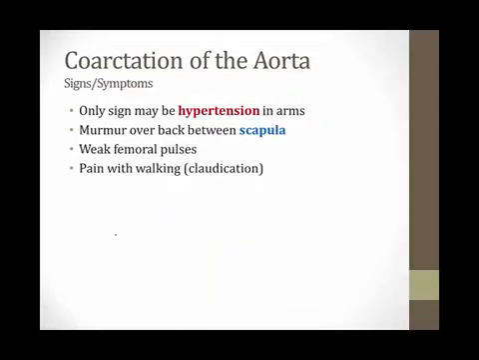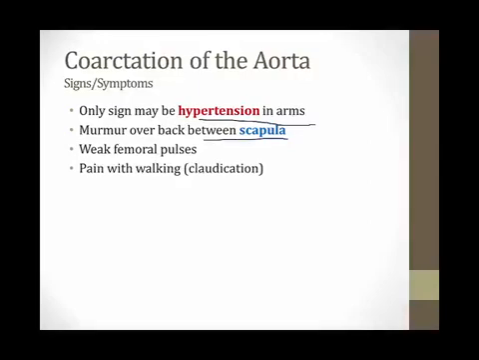So as I told you before, in the postductal type of coarctation, there isn't heart failure in infancy. So how is this going to be diagnosed later in life? Well, the only sign may be hypertension in the arms. And sometimes this disorder is uncovered when a young person is diagnosed with hypertension at a very early age. Rarely there can be a murmur in the back between the scapula.